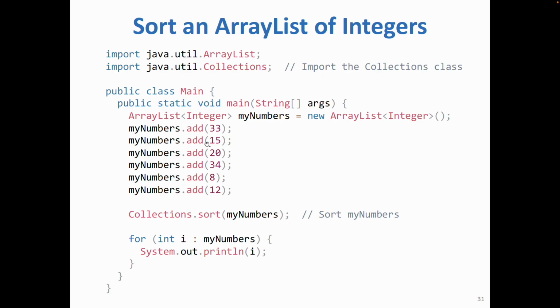And again, the same thing can be done with the integers, so I can add the integers, but the good thing here is that I'm just using the same function. I don't have a sort for integers and a sort for strings. I'm always putting my array list, and it will basically sort the numbers accordingly.